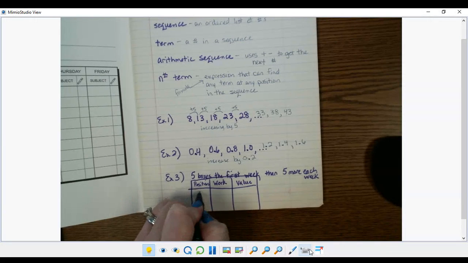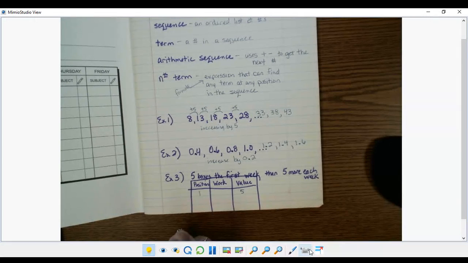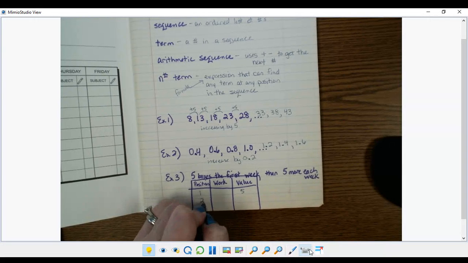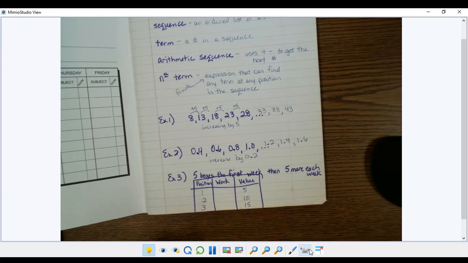Okay, so let's say in week 1, we sell 5 boxes. In week 2, we sell 5 more than that, we sell 10 boxes. In week 3, we sell 5 more than that. We're up to 15. Now, if I had listed this out, 5, 10, 15, 20, you're counting by 5s. Yes. You're adding 5 each time. Yes. But that means I've got to write everything out. So now let's work this way.